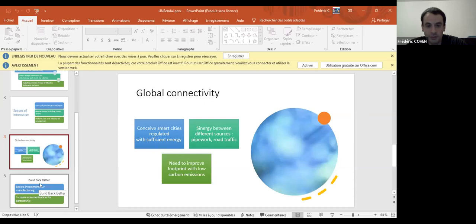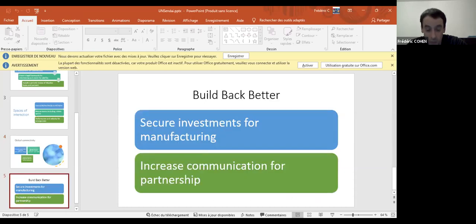In regard to this, how to build back better, there are two important meanings. The first is to secure investment for manufacturing and also to increase communication around the world for partnership. There is an important ILO campaign to use teleworking within social networks to develop our methods and knowledge to build back better.